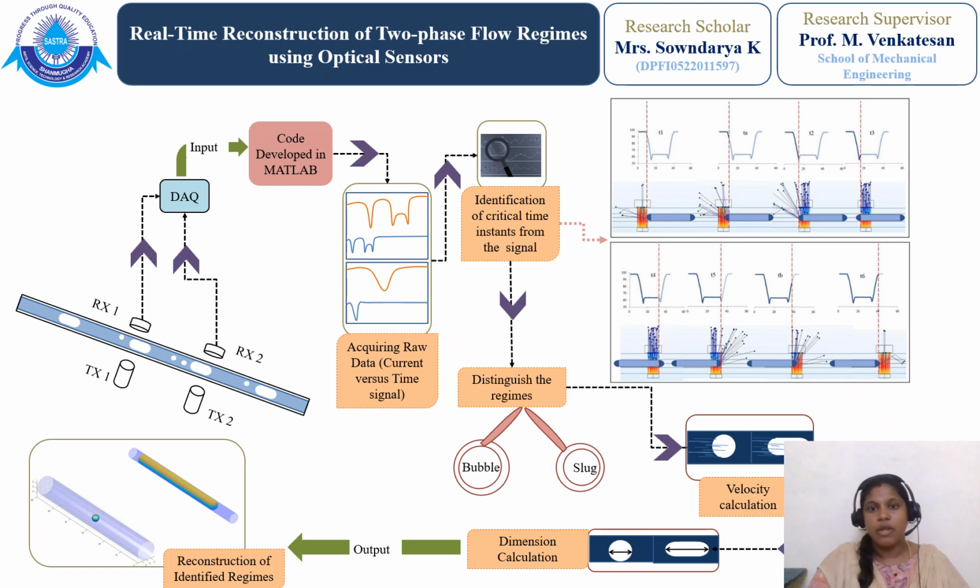For slug regime, by stacking the calculated liquid film thickness corresponding to every time instance, and by knowing the axial dimension, a three-dimensional image can be reconstructed. Similarly, bubble regime can be reconstructed, but both regimes are made to position at the center of the channel. Here is the reconstructed image of the slug and bubble regimes which I have kept at the center of the mini channel, and this is the shallow information about my whole doctoral research.